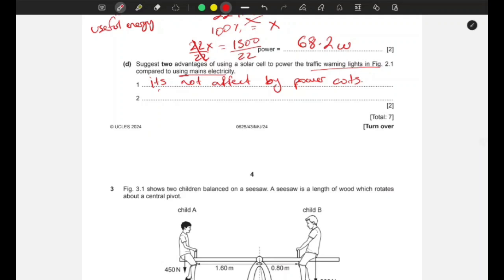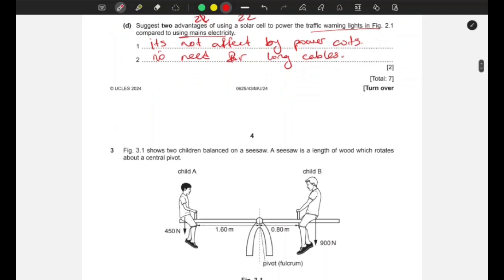The second one is there's no need for long cables, because usually when it's connected to a mains supply, there's a long cable going from the source all the way to the lamp. So there's no need for that since we're just using the solar panel.